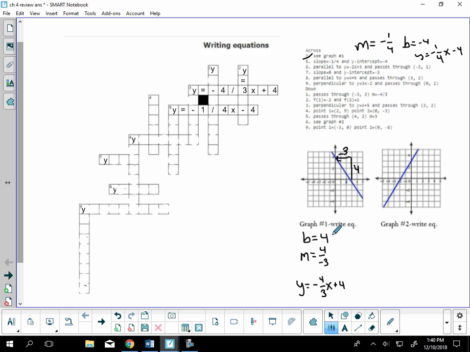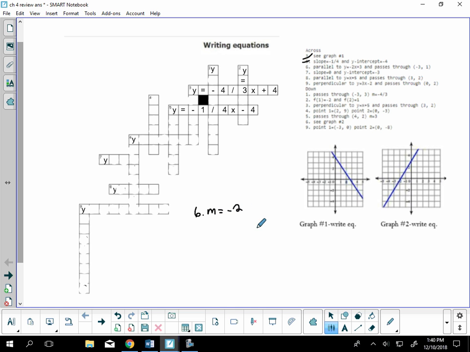All right, so let's go ahead and do 6 across. And I'm going to go ahead and erase what I've already done and do my work right here just so that you can see it a little bit more easily. On 6 across, parallel to y equals -2x plus 3 and passing through that point. Well, if it's parallel, it has the same slope. So my slope is going to be -2. I'm going to use my point slope form. Y minus y1 equals m times x minus x sub 1.